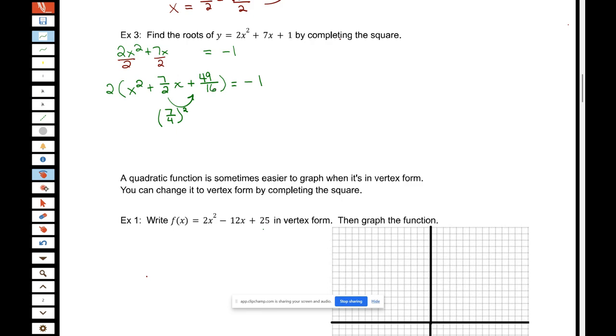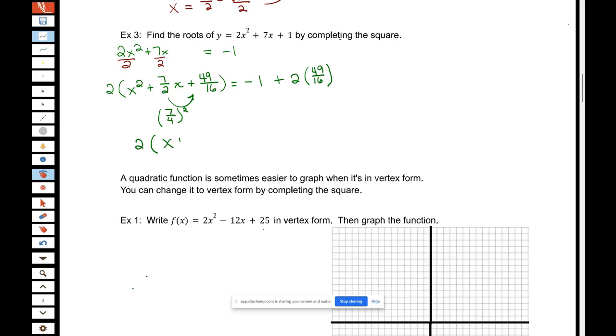So technically, I haven't just added 49 over 16. I've added 2 times that. So on the right side, I have to add 2 times 49 over 16. See, this last term will never be negative because you're always squaring a number, whether what's in there is positive or negative. All right, let's start cleaning up then.